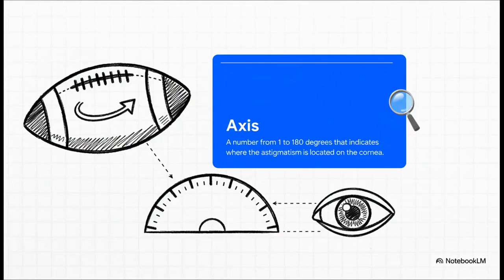Okay, so if you have a cylinder number, you are always going to have an axis number right next to it. They're a team. The axis is a number anywhere from 1 to 180, and it basically tells the lab the orientation of that football shape on your eye. It's like telling them exactly where to put the correction so it lines up perfectly.